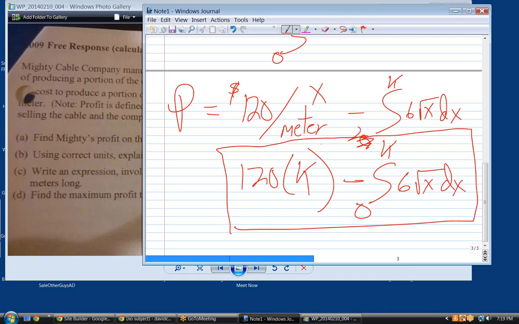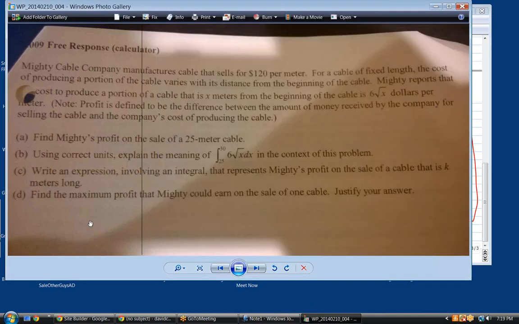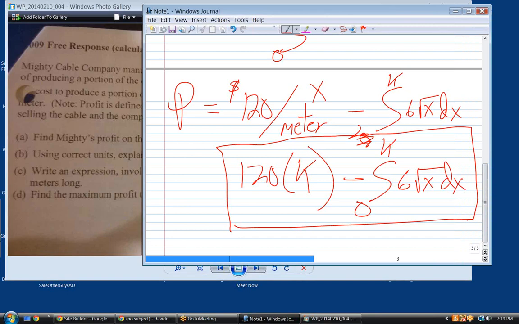Find the maximum profit that Mighty can earn on the sale of one cable. Justify your answer.